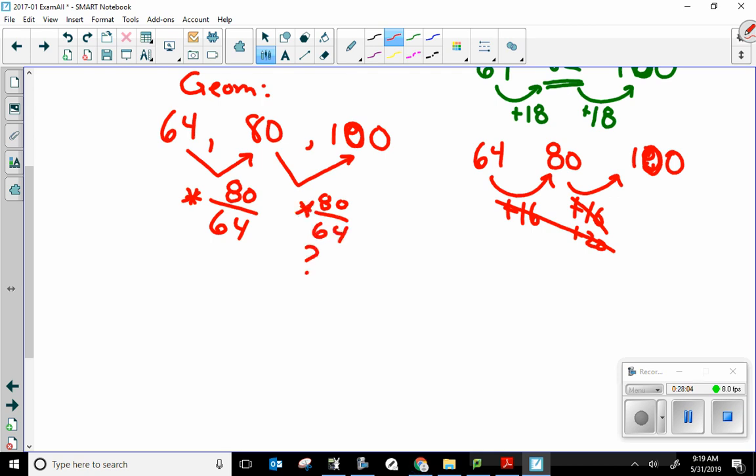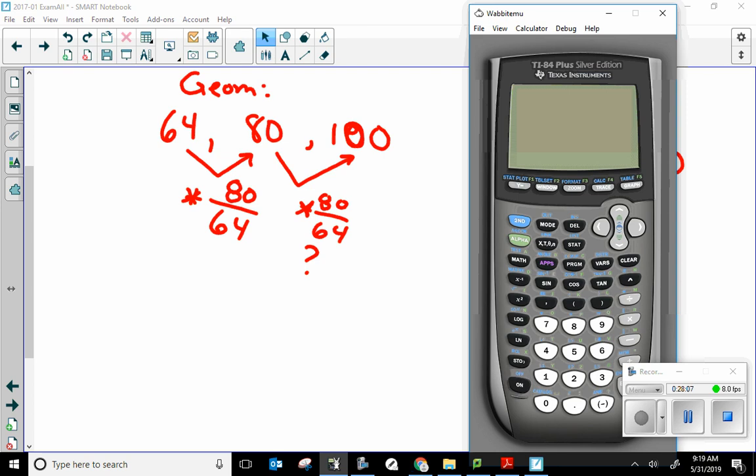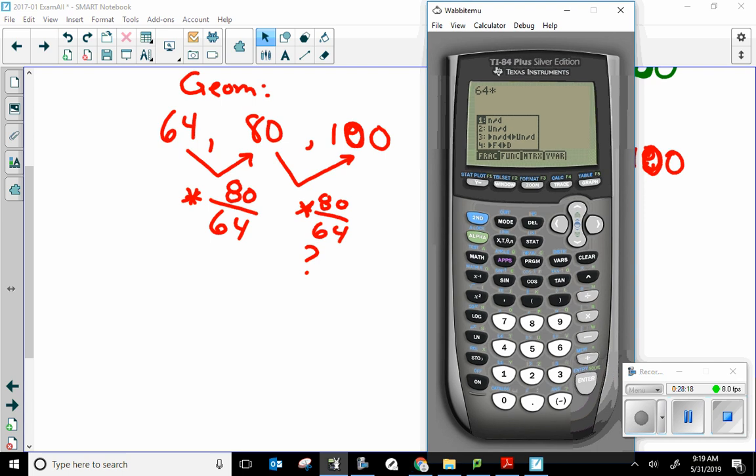Let's see if this works. Calculator. First off, on, there it is. Let's take 64 and multiply it by 80 over 64. That should give me 80, and it does. Now let's take 80 and multiply it by 80 over 64. Does that give me 100? It does. Holy poop schnickel, it works.